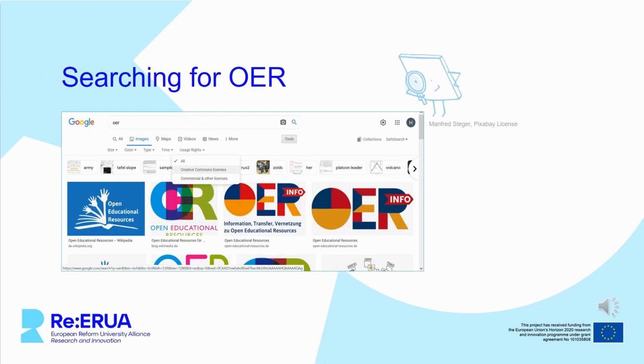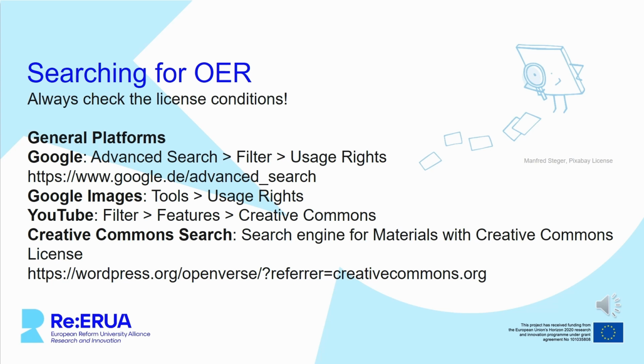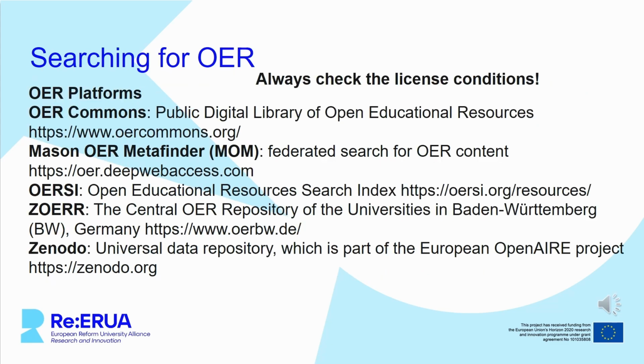Here you can see an example of how the Google image search looks like. Here you can click Tools and then filter them by usage rights. YouTube also has a filter option for CC licenses. And there is also a Creative Commons search engine for materials with Creative Commons licenses. In addition to that, there are several platforms specifically for OER. I have listed some of them here.